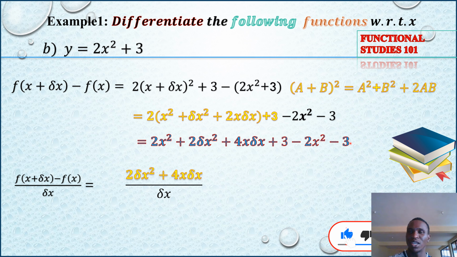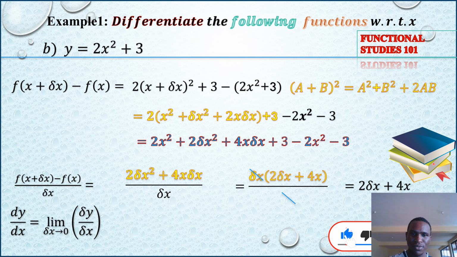3 minus 0, 3 minus 3 is 0. So you are left with this part. That's why you just have it here. Okay. Then I divide by what? Delta x. Same way, delta x is common. Okay. So delta x is common, as you can see.